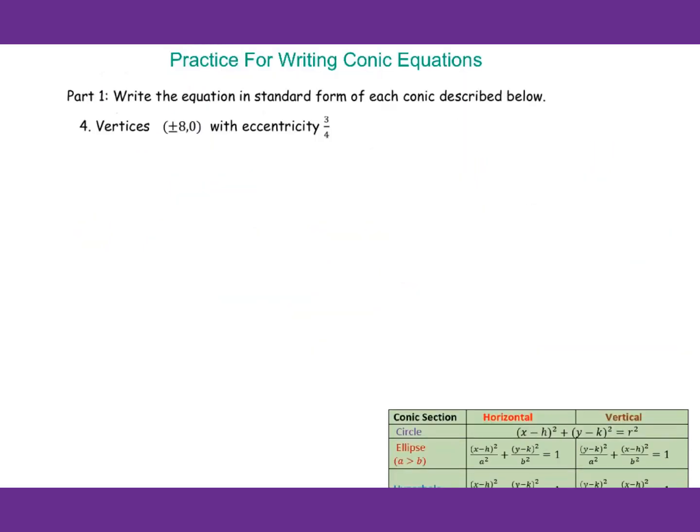For number 4, vertices is plus or minus 8, 0 with eccentricity 3/4. Since 3/4 is less than 1, that means ellipse.